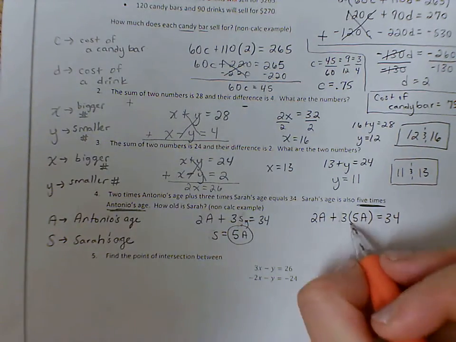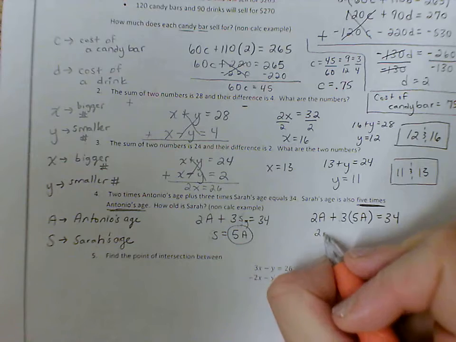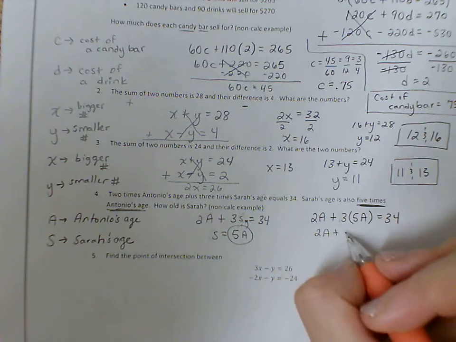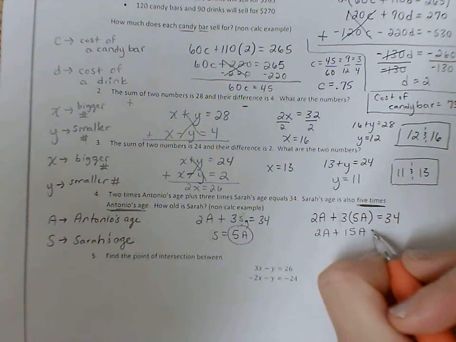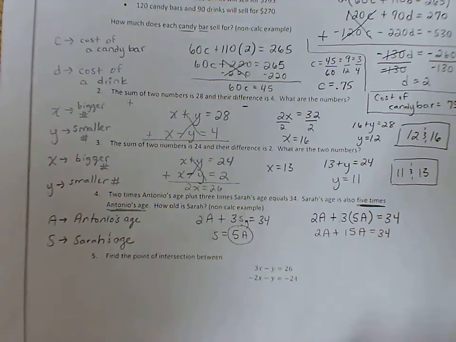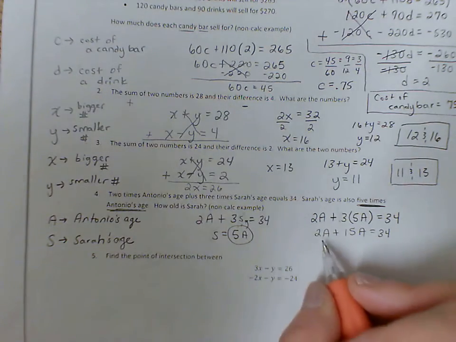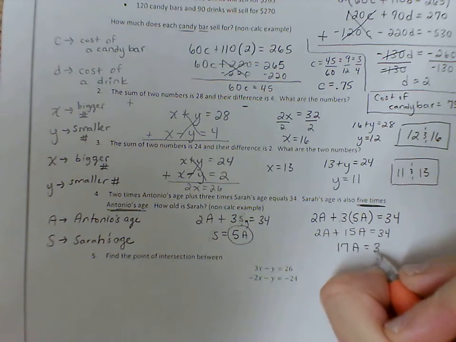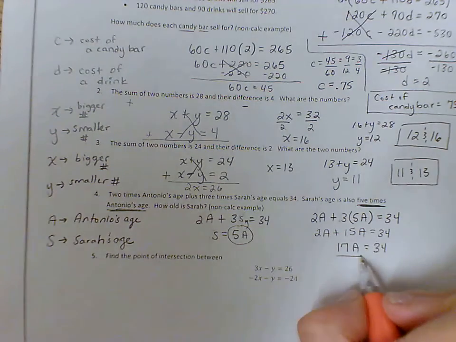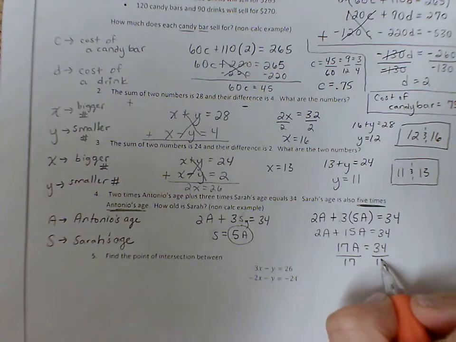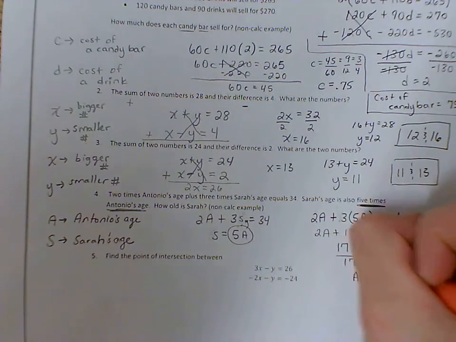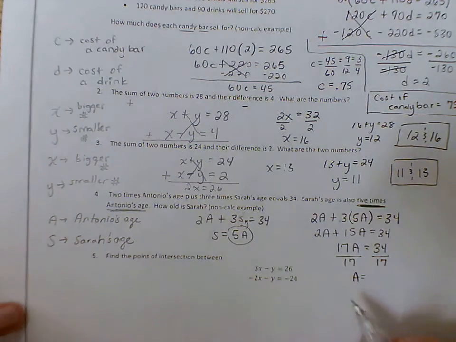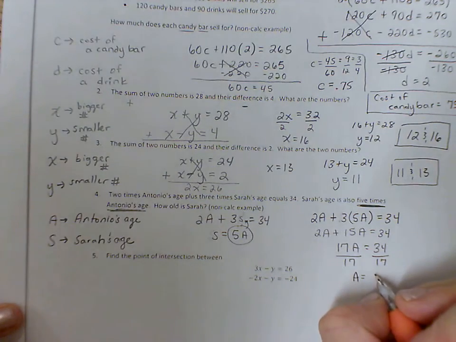So I'm going to simplify this part. So I'm just going to bring the 2A down. 3 times 5A is 15A, and then equals 34 comes down. Combine like terms, so 2A plus 15A is 17A. And then bring the rest of it down, divide by 17. And A, which is Antonio's age, so make sure you go back and look at what it means, would be 2.